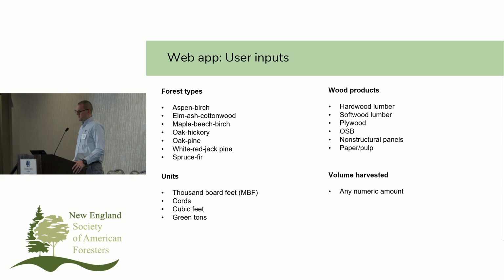And then you need to enter the volume harvested. So this can be any value. It could be on a per acre basis. I harvested 25,000 board feet of sugar maple, and I want to know where it goes, how long it's going to be in these various product classes, or you could enter 800 million cubic feet for the whole entire Northeast, and it should provide you all those numbers for those different forest product types.